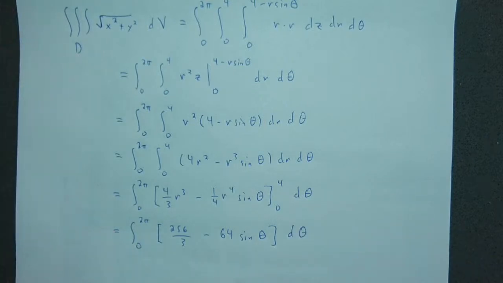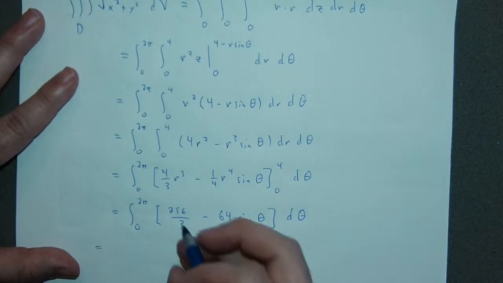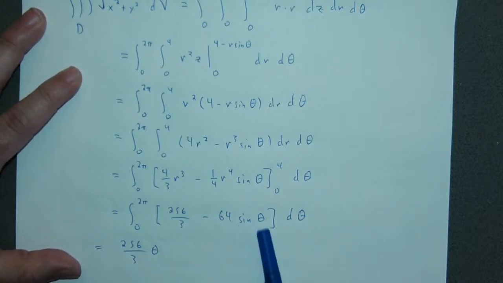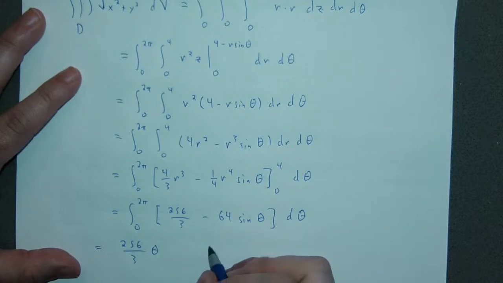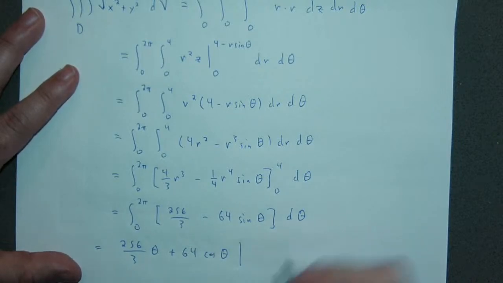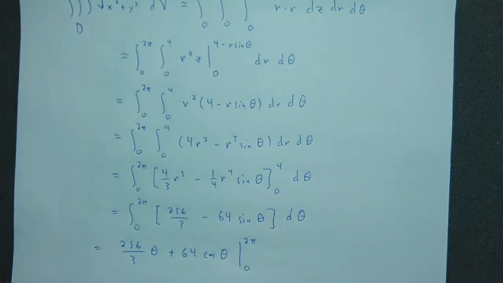And now I can integrate this term by term here. Integrating this, what do I get? I get 256 over 3 times theta. Integrating minus 64 sine theta gives minus 64 times minus cosine theta, so it's plus 64 cosine theta. And this is evaluated from 0 to 2 pi.